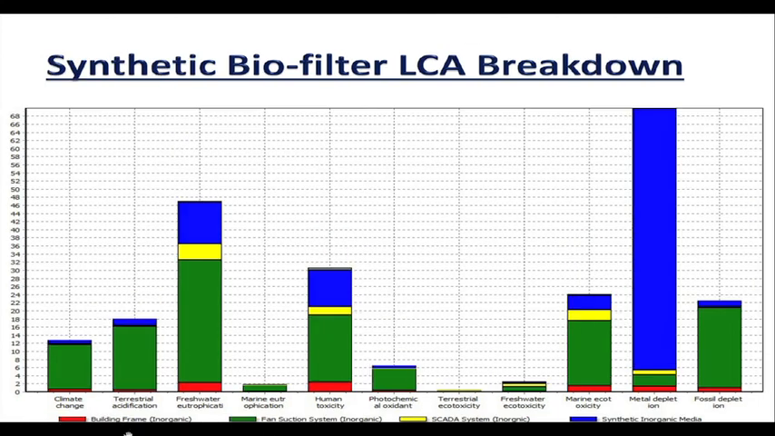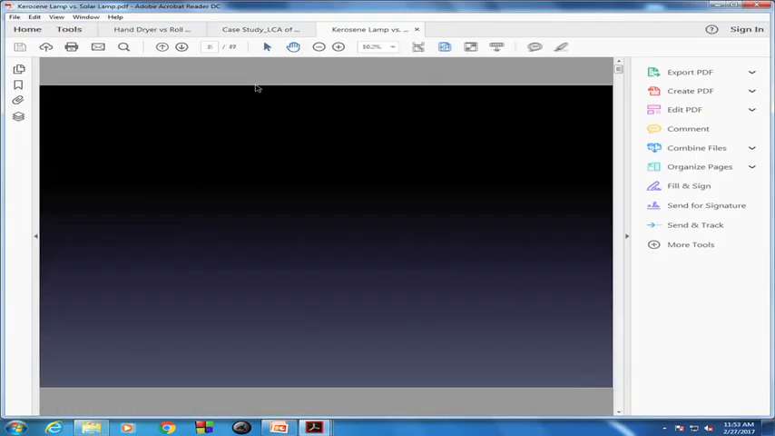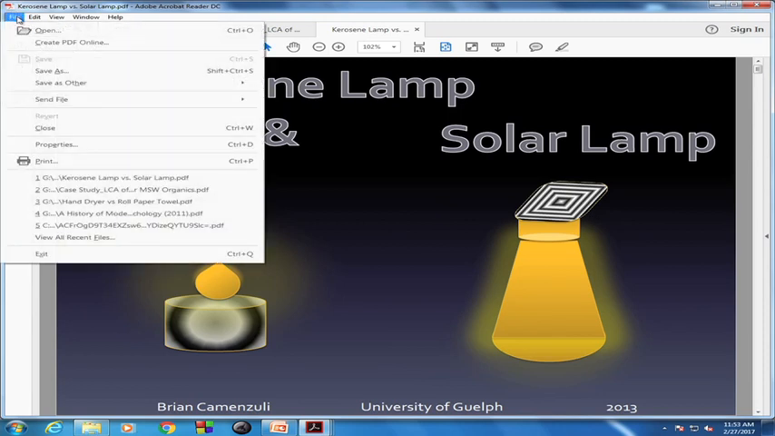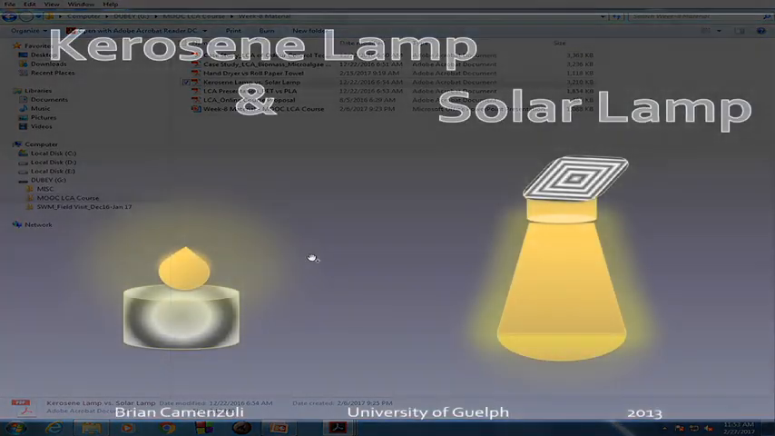For the other example, which we'll look at, we are comparing a kerosene lamp versus a solar lamp. So if you are doing a kerosene lamp versus solar lamp, try to compare these two.